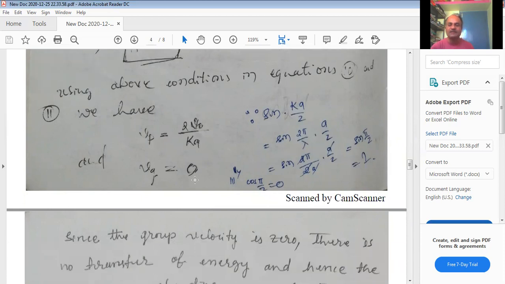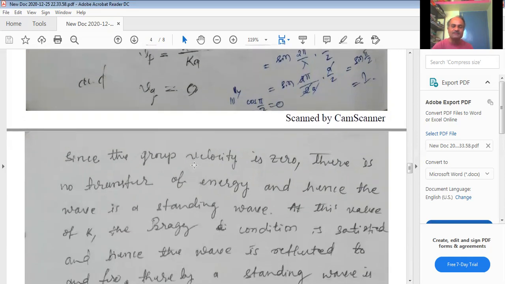And similarly, for group velocity Vg, we have to differentiate the dispersion relation. It is d omega by dk. When you are differentiating the sine Ka by 2, it becomes cos Ka by 2, and you are putting the value of lambda and simplifying, it becomes cos pi by 2. Cos pi by 2 is 90 degrees. So cos of 90 becomes equal to 0. So therefore, the group velocity is 0.